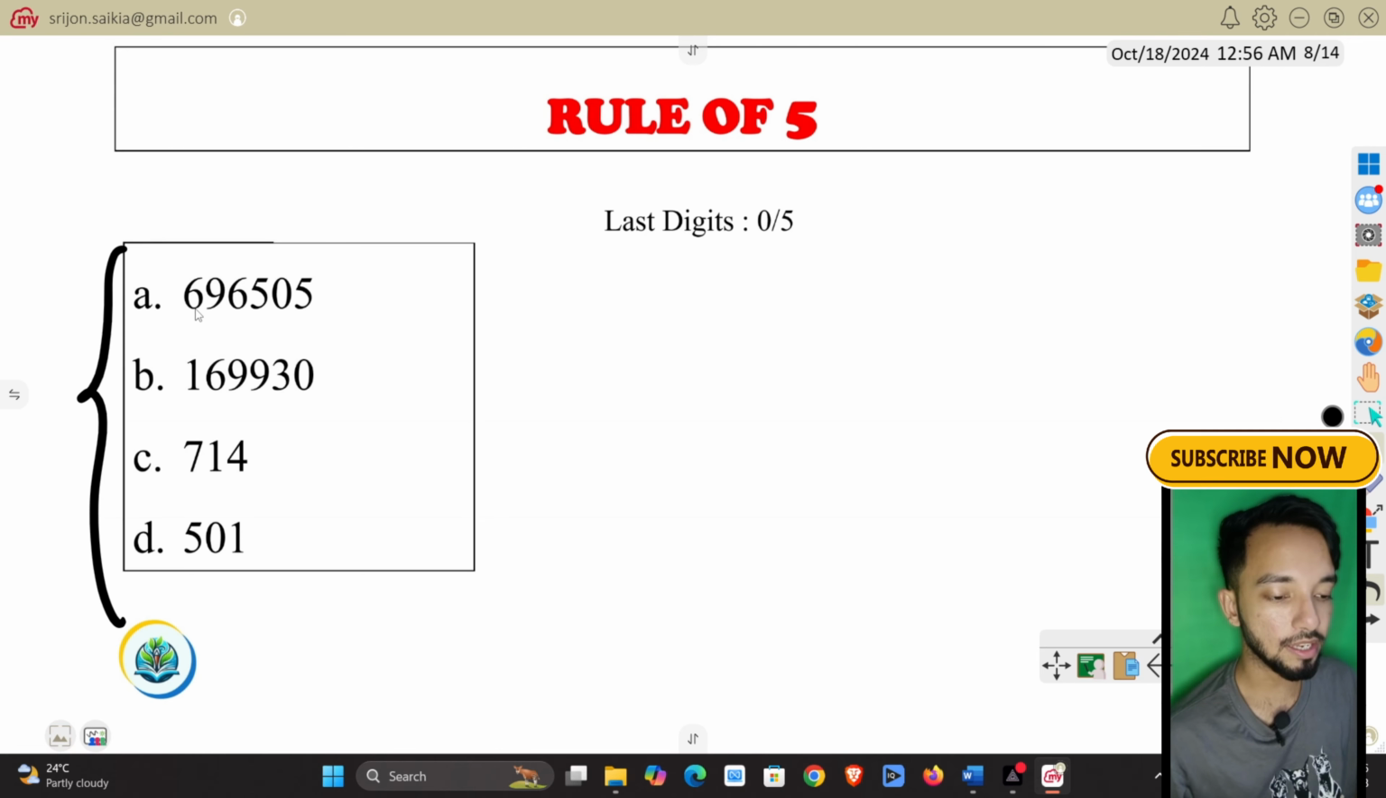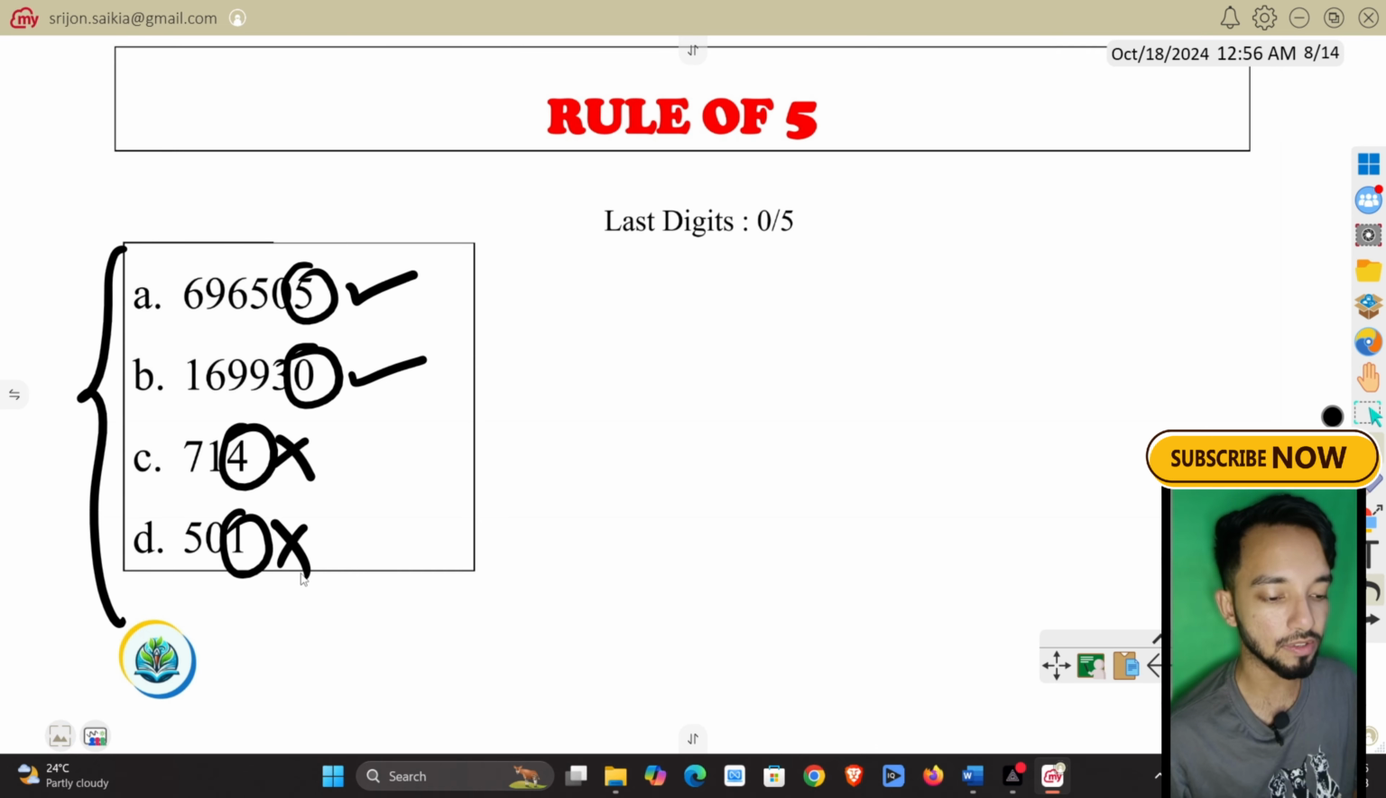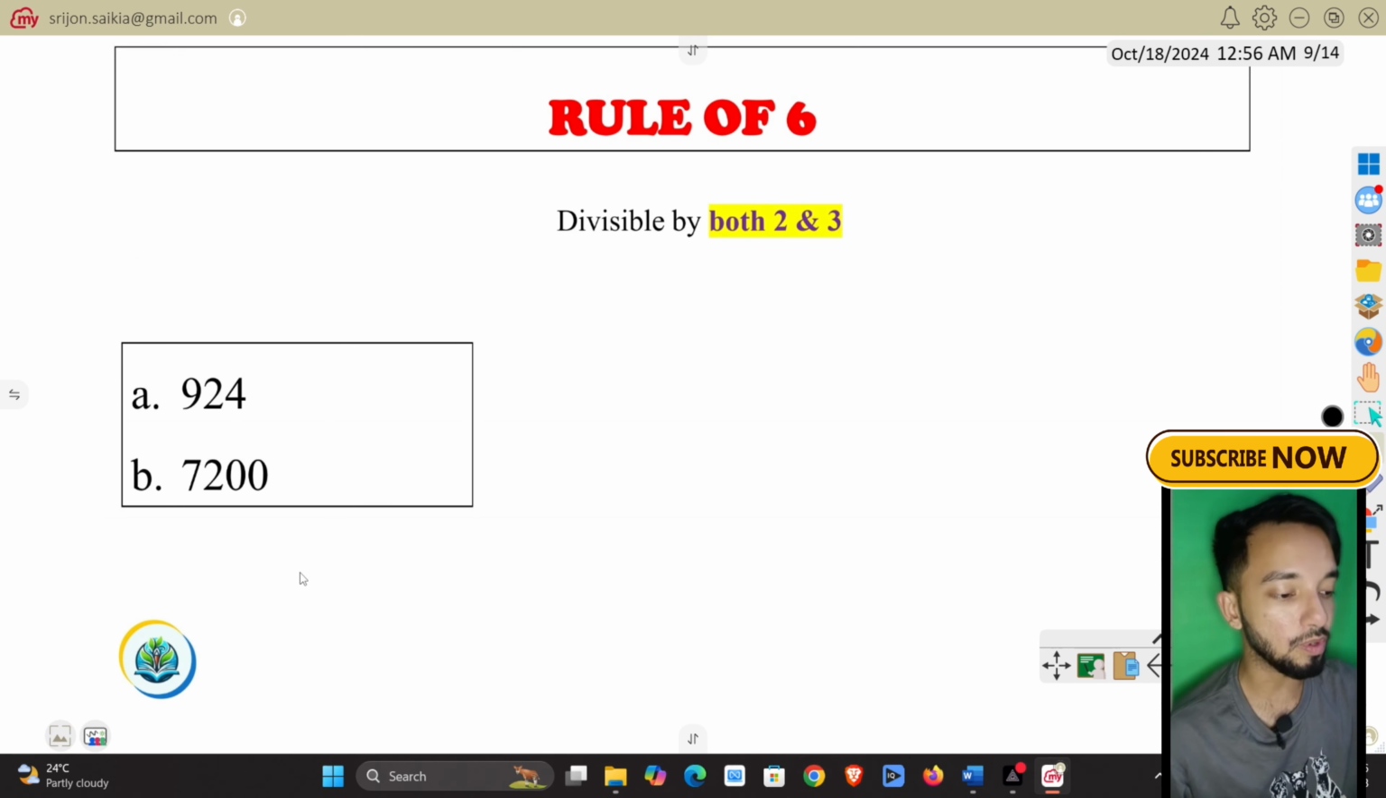In question number A, we have 5 in the unit digit, so it's divisible. In question number B, the unit place we have is 0, so it's divisible. In question number C, we have unit digit 4, so not divisible. In question number D, we have unit digit 1, so it's not divisible. Is this clear? If it's clear, let's go to rule number 6.